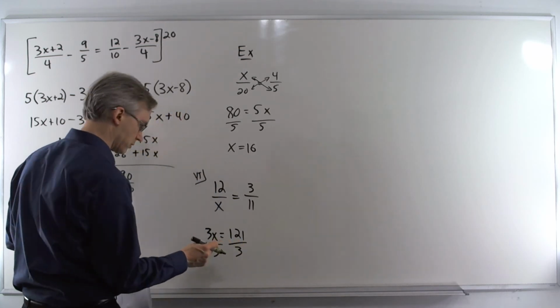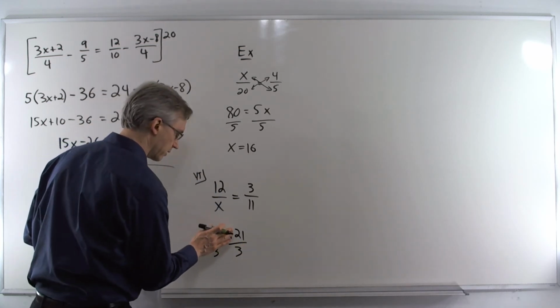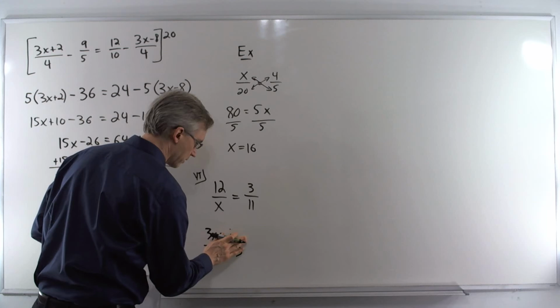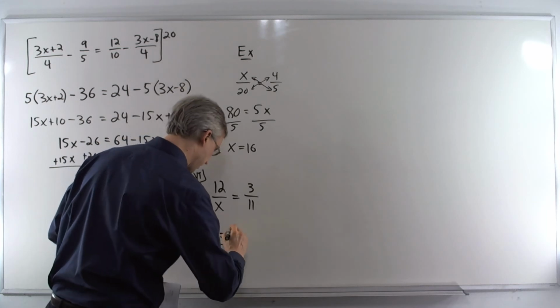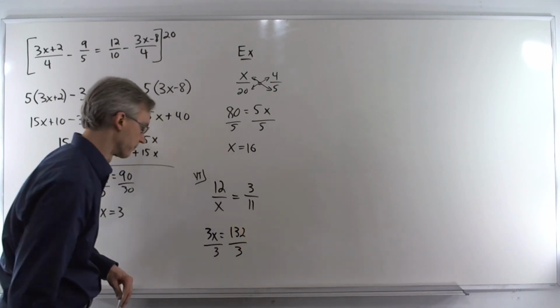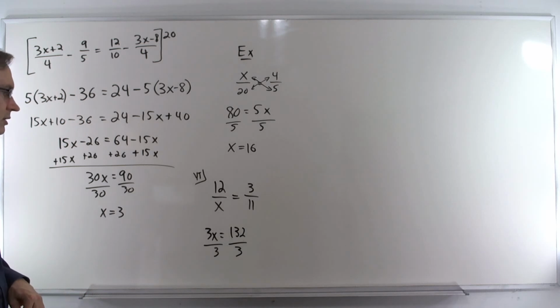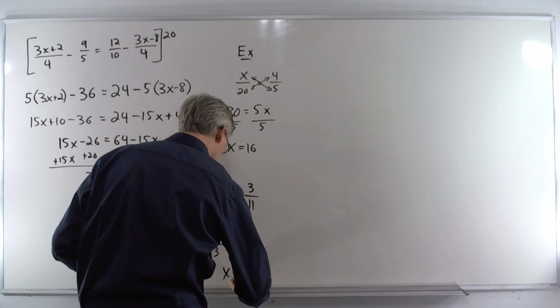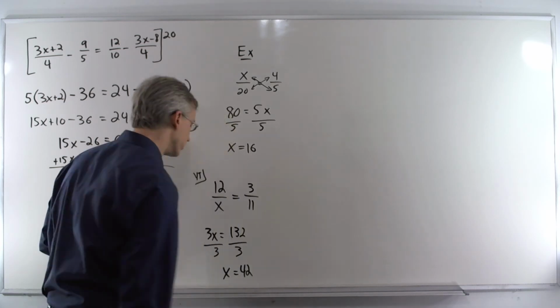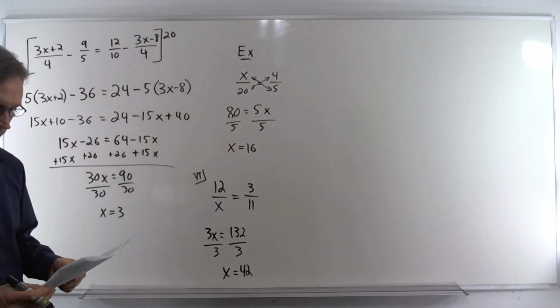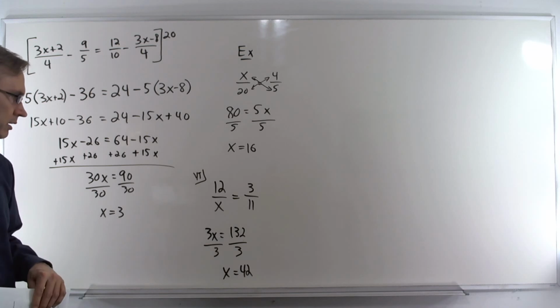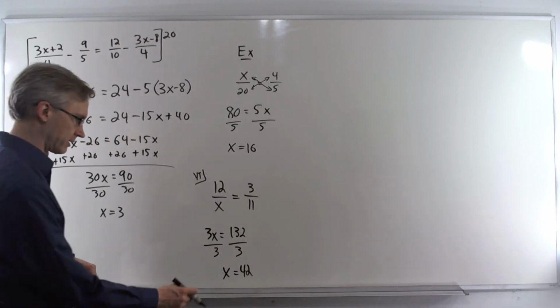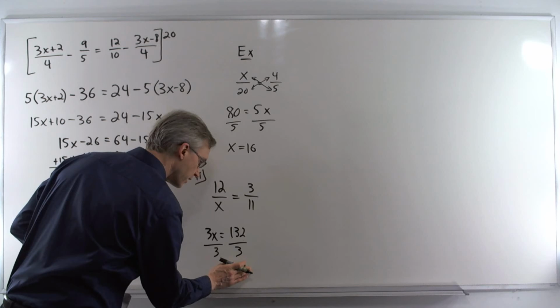Oops. Which are we doing? No, that's 11 squared. 132. There we go. Okay, 132, divide that by 3, and we get x equals 42. I'm off today. 44.